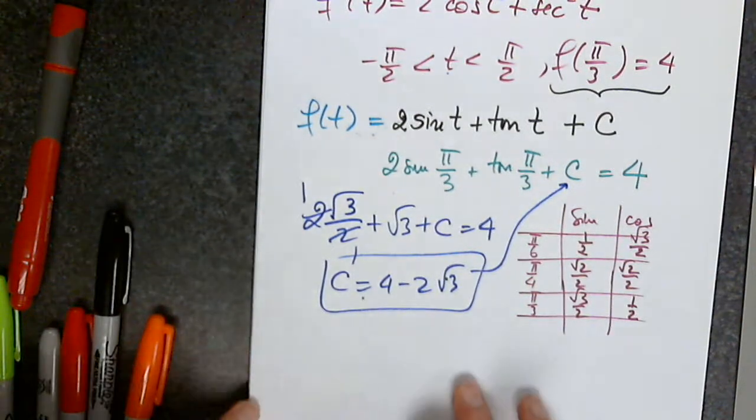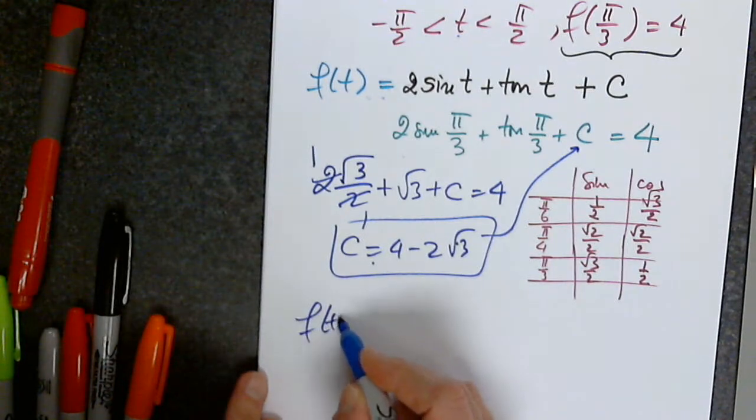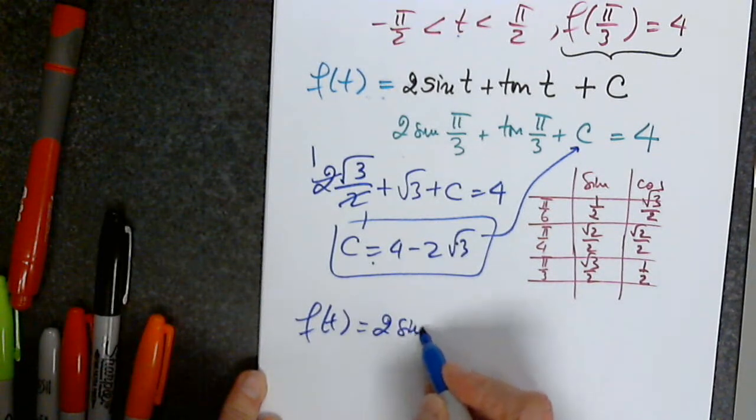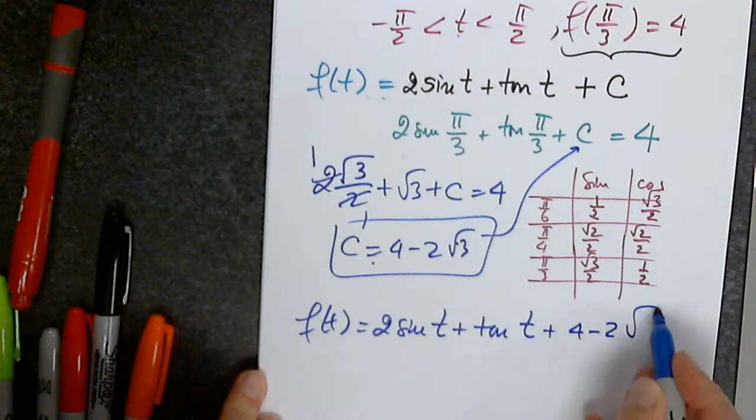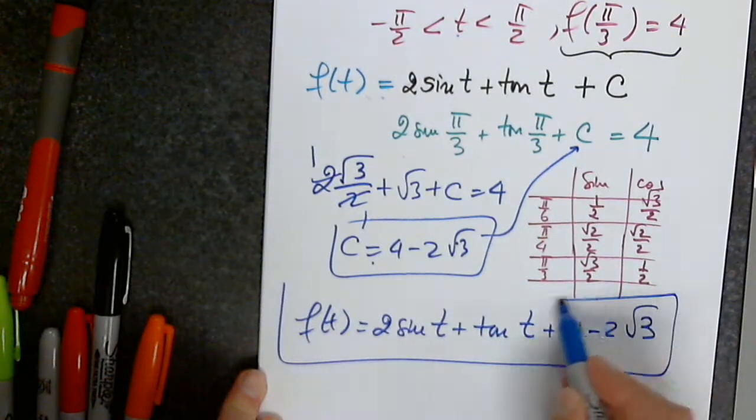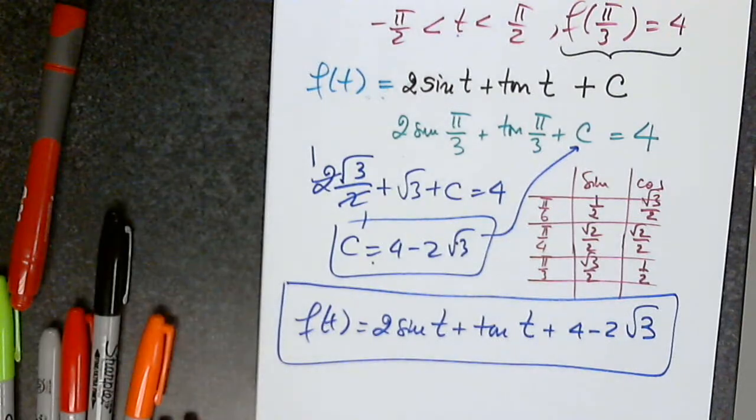And finally, you can determine or write the entire function. F of t equals 2 sine t plus tangent t plus 4 minus 2 the square root of 3, which is the only function that satisfies the given conditions. Has that first derivative and fulfills the condition that f of pi over 3 is 4. Is this clear? Tony, is this okay? Yep.